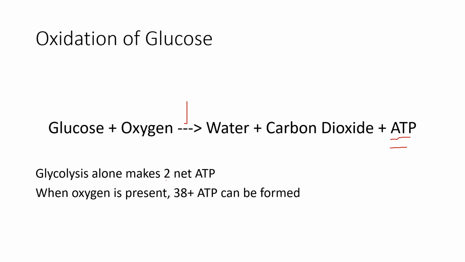Glycolysis alone makes a net of 2 ATP, whereas if you have oxygen present, you get 38, could be more. You also can use other reactants, for instance, fatty acids or amino acids. They go through a similar process and you get lots of ATP.